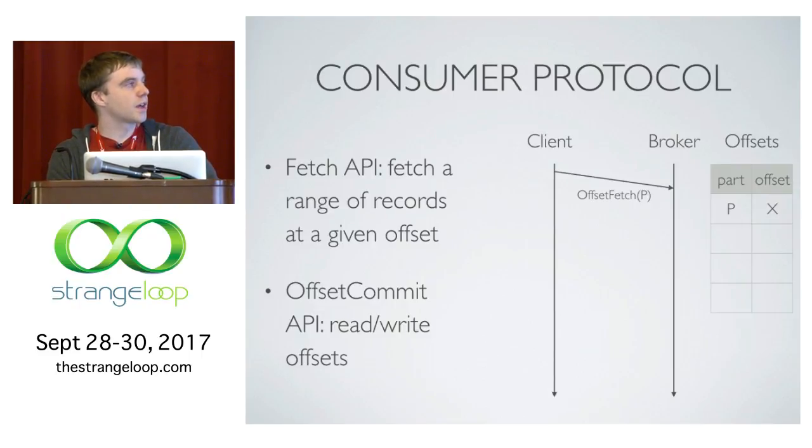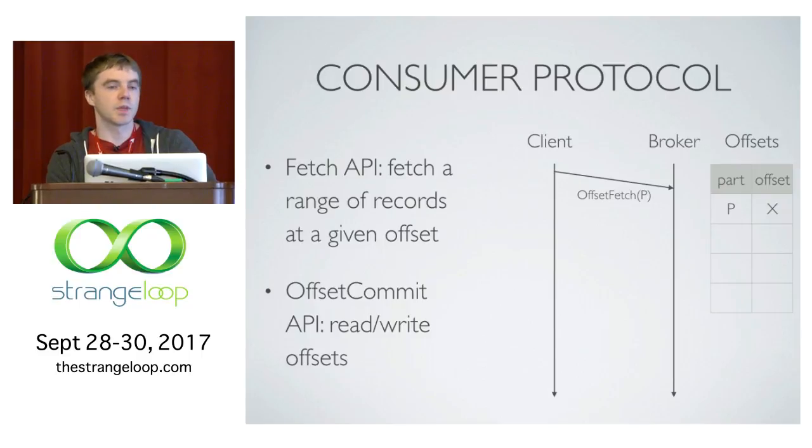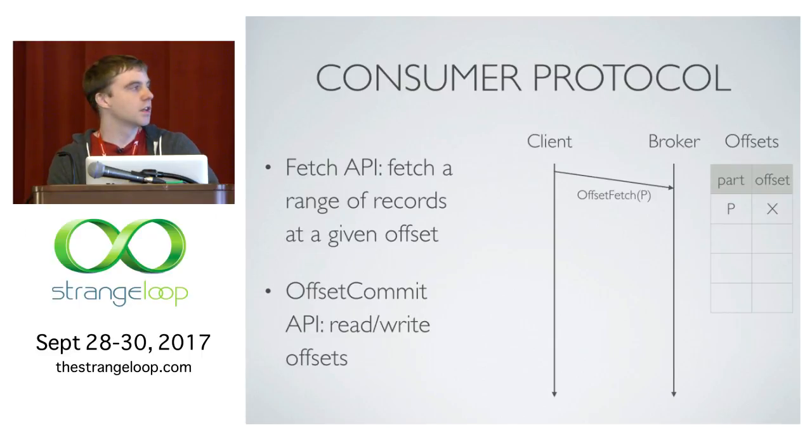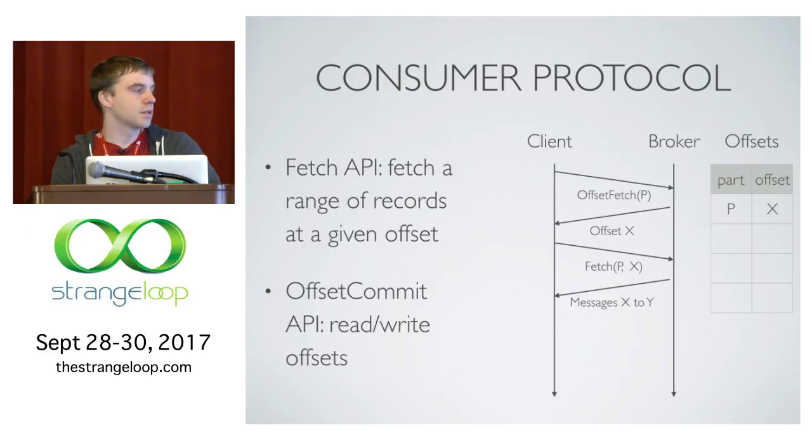There's two APIs that the consumer uses from a basic level. That's offset fetch. This is where I look up what the last committed offset is. So it typically looks like this. I look up what was the last committed offset. It's X. Then I start fetching from X. And I get data back, process it, and then the offset commit is where I write that to the log. So the main point is really just that there's a separate API for writing to the log for this offset commit.